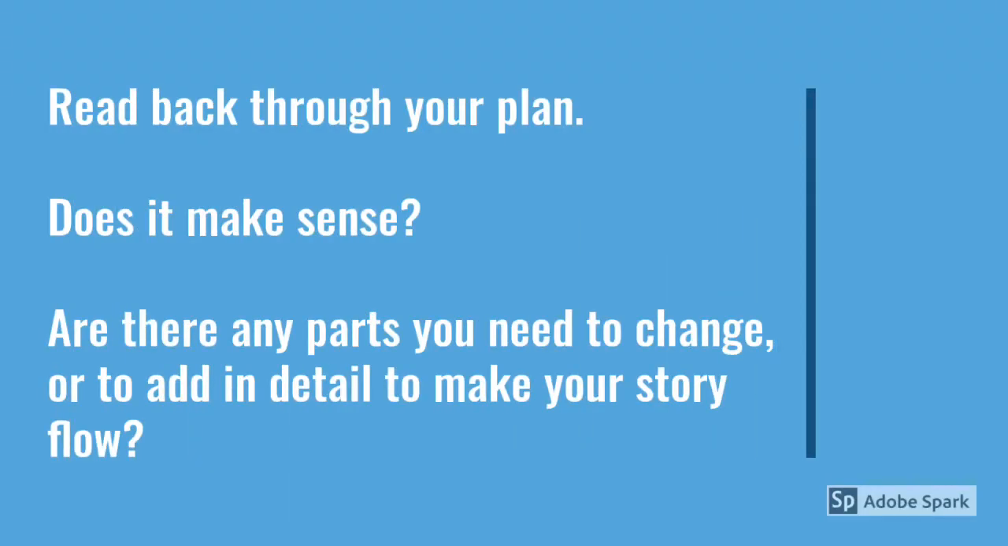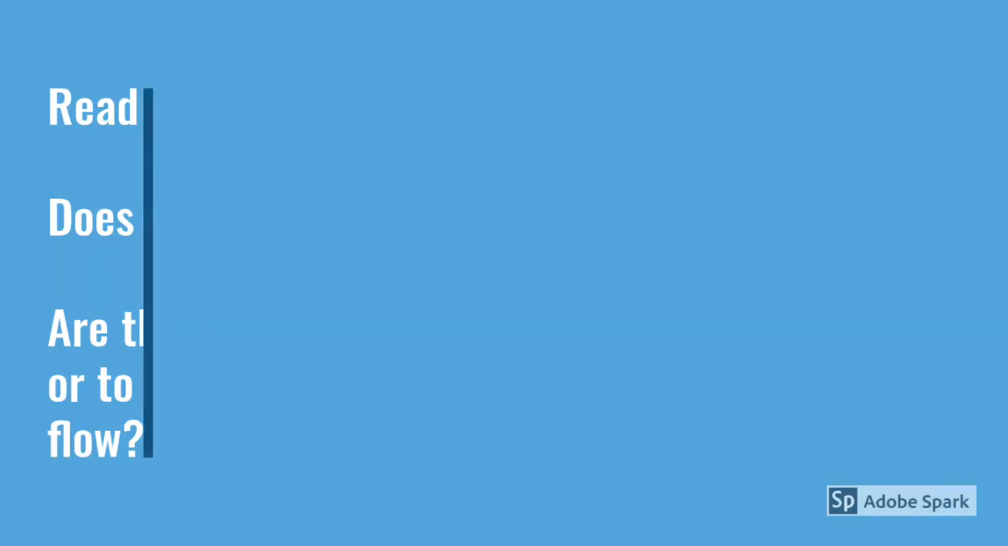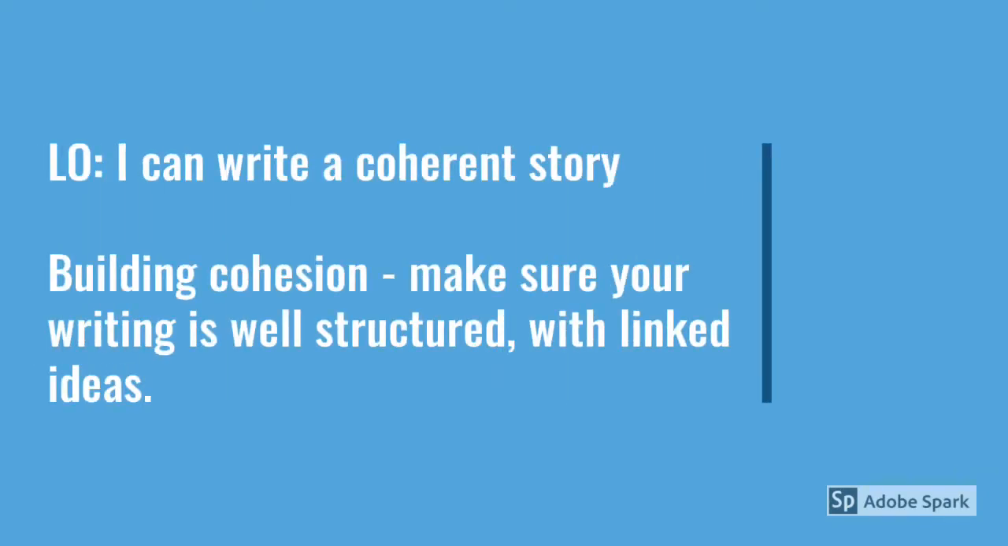So for today's English, you're going to write your animal story that you planned yesterday. First, read back through your plan and check it makes sense. Are there any parts where you need to change your plan or maybe to add in some detail to make your story flow well? Your learning objective is to write a coherent story.